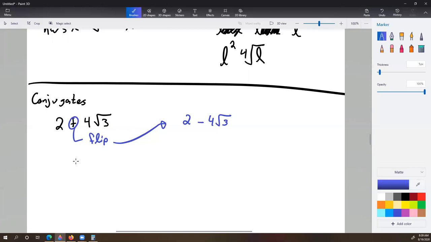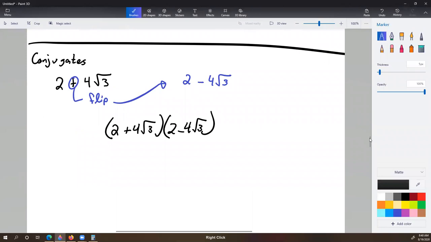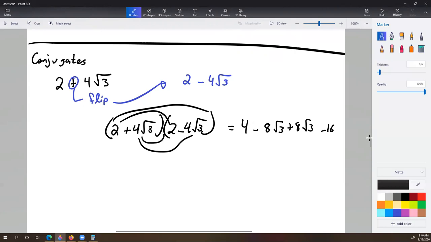If I multiply 2 + 4√3 times 2 - 4√3, we're going to do the method we talked about yesterday. We're going to use foiling. So first, 2 × 2, we're going to get 4. Outer, that's actually going to be -8√3. Inner, +8√3. And then last, we're going to get -16. So you multiply the outsides and you multiply the insides. Like I was talking about earlier, out times out, in times in.